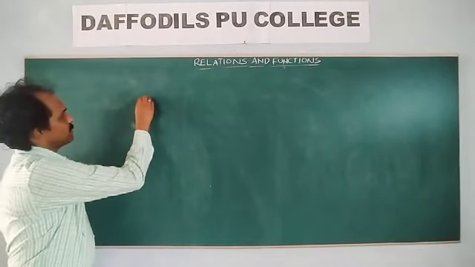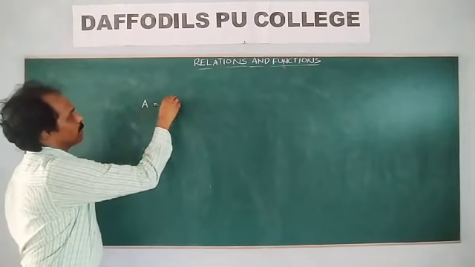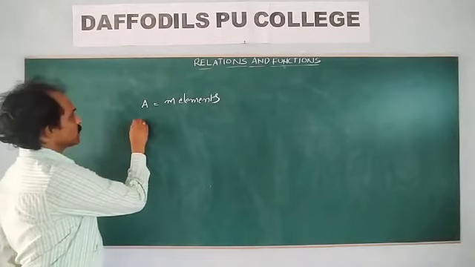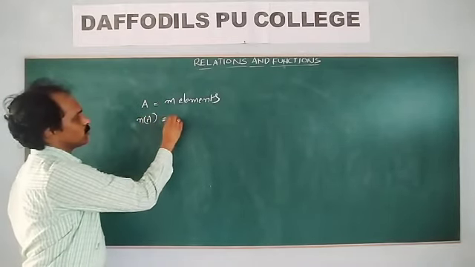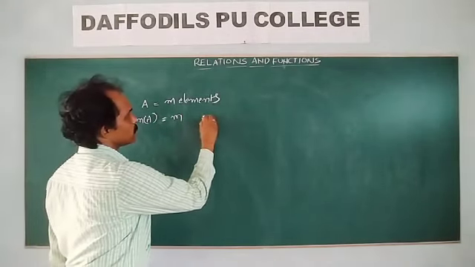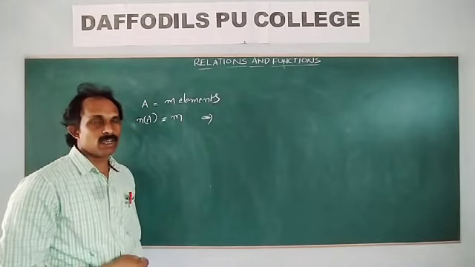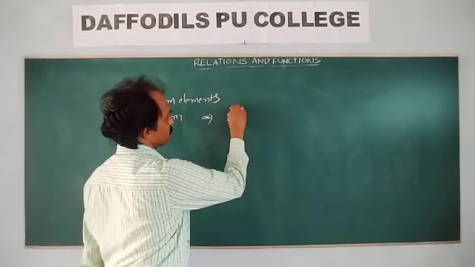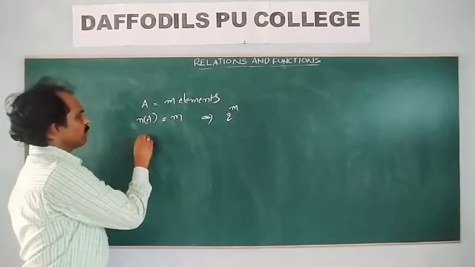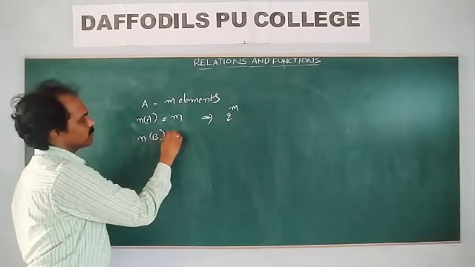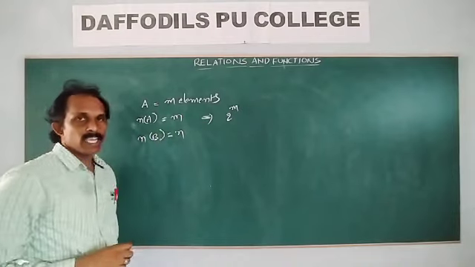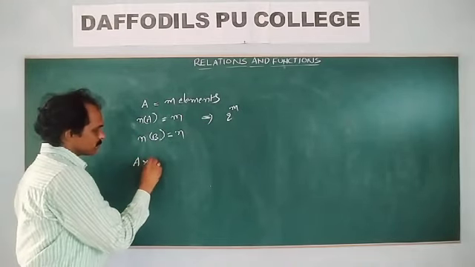Right. Suppose set A has M elements, that is n(A) is equal to M. What is the number of subsets? The number of subsets is 2 to the power of M. Suppose the number of elements in set B is N. What is A cross B?